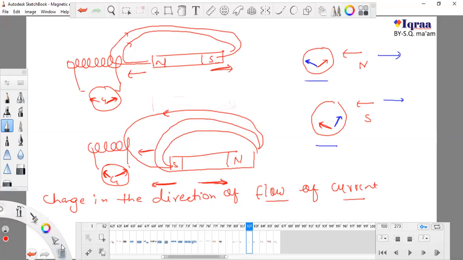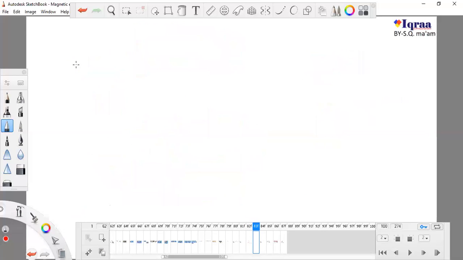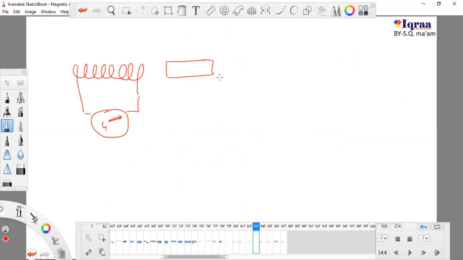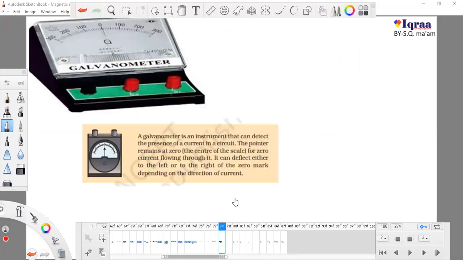So what happens actually, that is the thing we are learning. The real thing is, the deflection is very real, and as it is deflected, there is definitely the presence of current, because the galvanometer, as we studied in the last class, identifies the change in current.